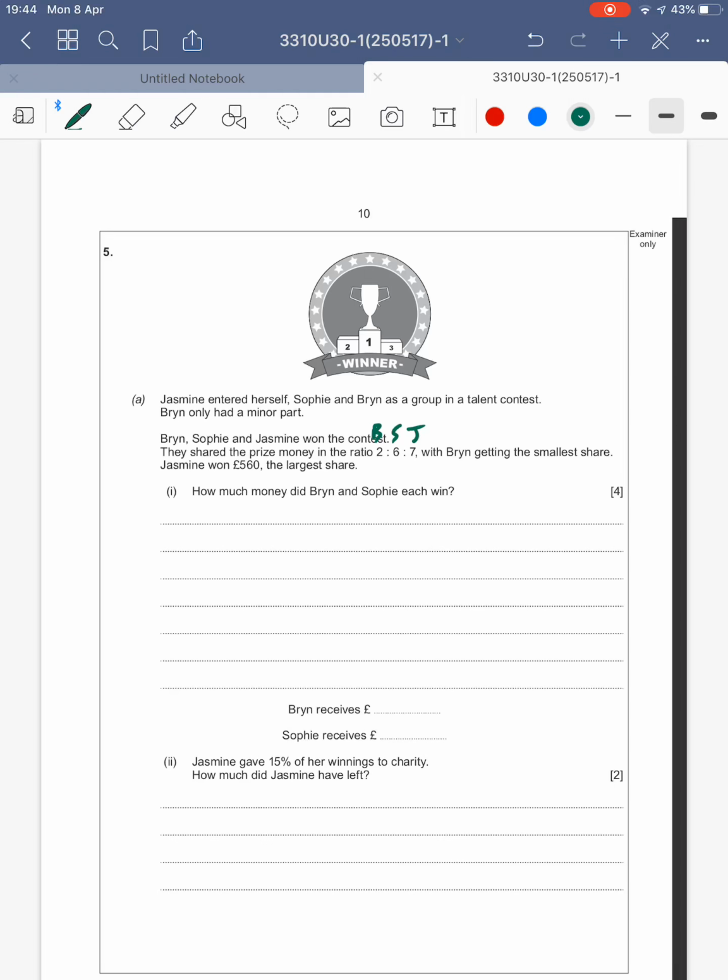So you can do this with bar modelling. So we've got 2, 6 and 7, which is 15 shares altogether, or 15 boxes if you're going to use bar modelling.